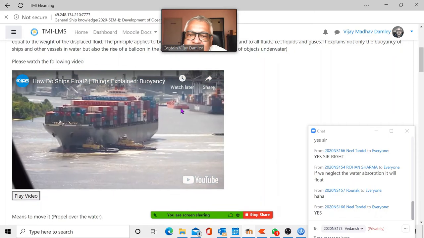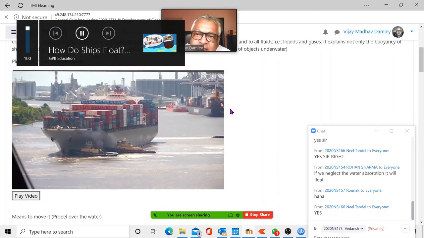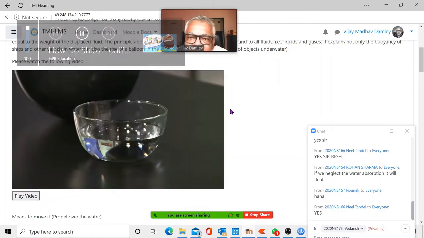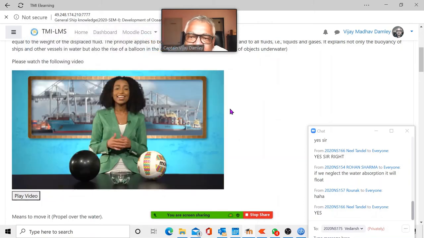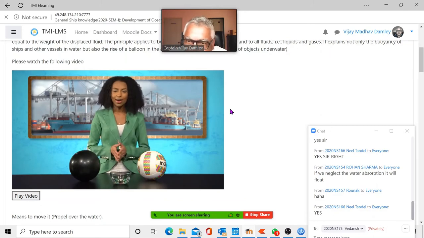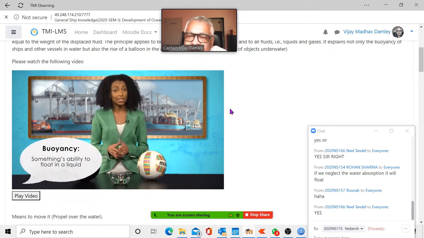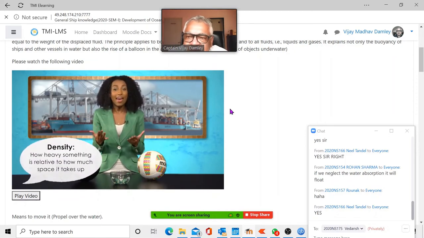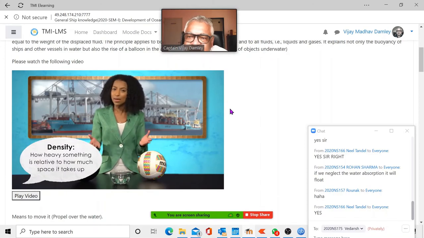You might wonder how a cargo ship weighing 250,000 tons can float in water, but a paperclip like this one sinks. Well, it has everything to do with buoyancy. Buoyancy is the ability of something to float in a liquid, and it has to do with two things. The first is density. Density is how heavy something is relative to how much space it takes up.